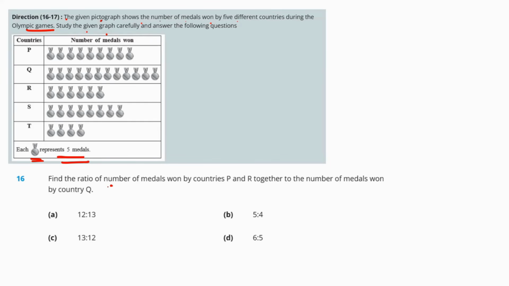Okay. So our first question reads, what is the ratio of the number of medals won by countries P and R together to Q? P and R together, 1, 2, 3, 4, 5, 6, 7, 8, 9, 10, 11, 12, 13, 14, 15. Whereas by country Q, that's 1, 2, 3, 4, 5, 6, 7, 8, 9, 10, 11, 12. So P and R together is 15, Q is 12. So the ratio is 15 is to 12, or in simplified version, 3 fives are 15, 3 fours are 12, so 5 is to 4. B is the answer.